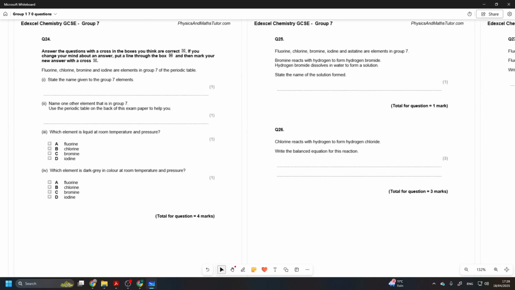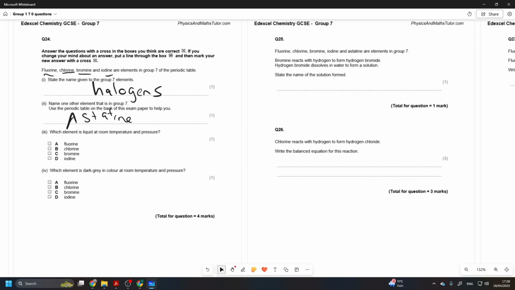Right. State the name given to the group 7 elements. They are called the... Yes, they're called the halogens. Fantastic. Okay. You then need to name the other element in group 7 that isn't fluorine, chlorine, bromine or iodine. Use the periodic table on the back of your exam paper to help you. So basically you need to look at that and you need to write the word astatine on there, because that's the one below iodine. That's on the periodic table you've got in front of you, not hard.